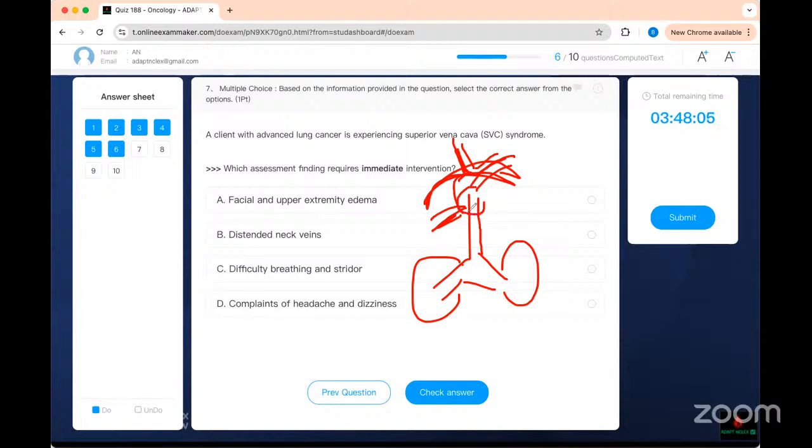So if there's a tumor here, it's going to push on the vein. It causes venous congestion. It's called superior vena cava syndrome. So if you have venous congestion in your face, in your neck, what do you think you're going to expect?